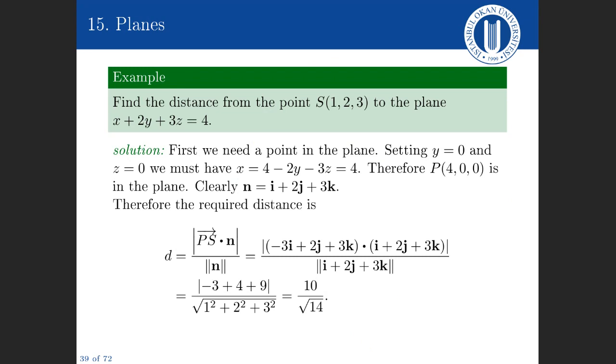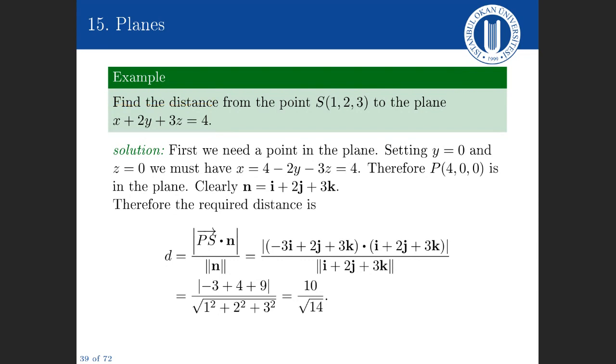Find the distance from the point 1, 2, 3 to the plane x plus 2y plus 3z is equal to 4. We have our point S. We need a point in the plane, and we need a vector which is normal to the plane. First, a point in the plane. We can take any numbers x, y, and z which satisfy this equation. And of course, there's infinitely many choices for us.